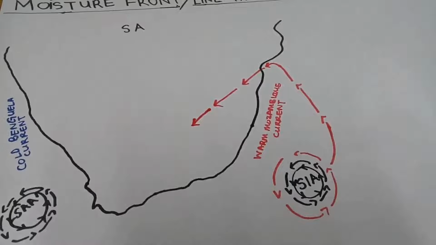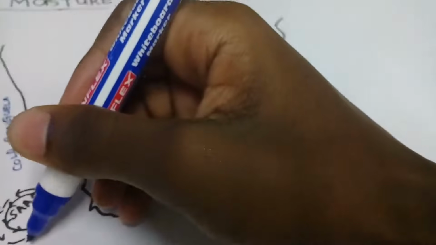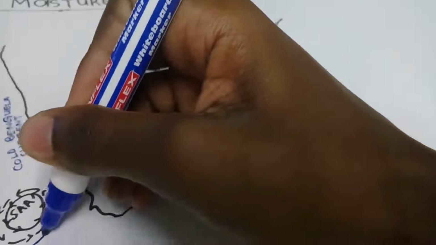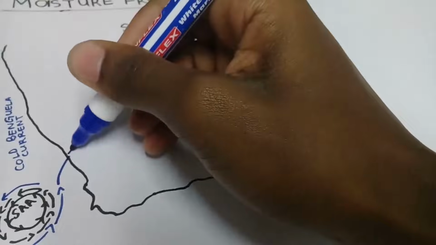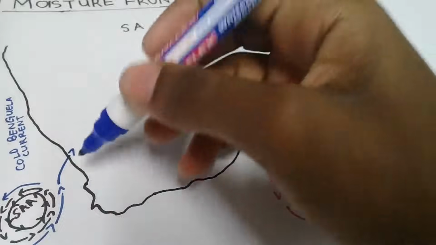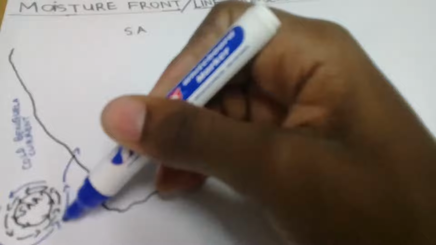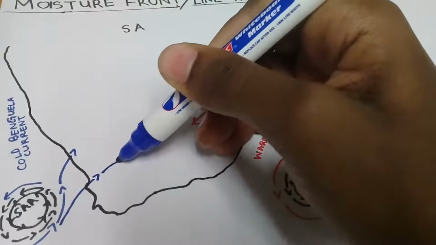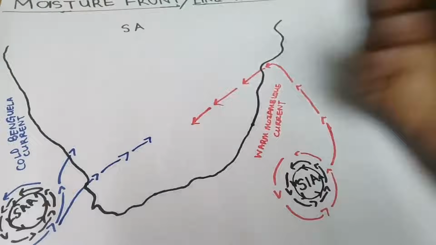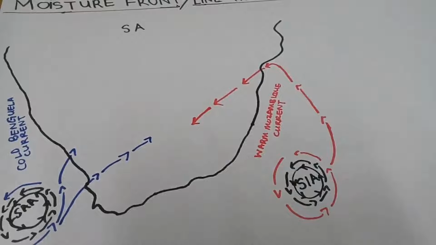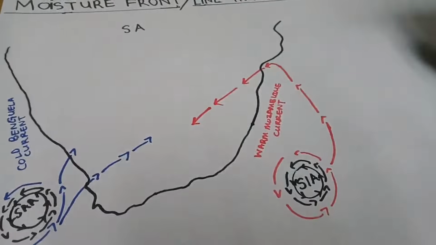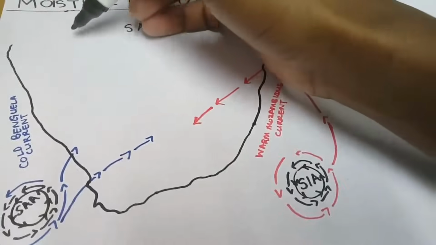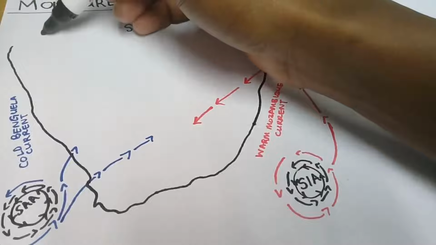And also the same thing happens from the South Atlantic anticyclone. It will transport winds to the interior of South Africa. It's very, very cold. It's going to move like this, causing a moisture front. So basically, this warm air is going to meet the cold air, forming a front. The front will be formed in the interior of South Africa.